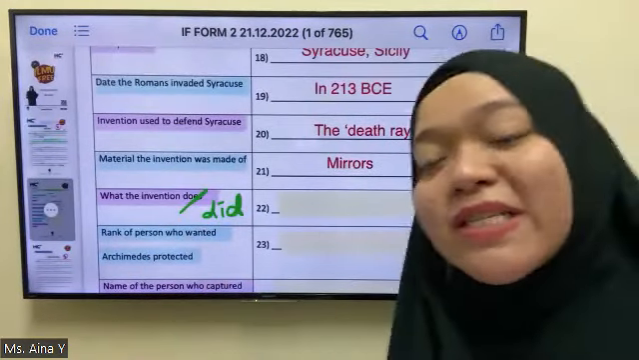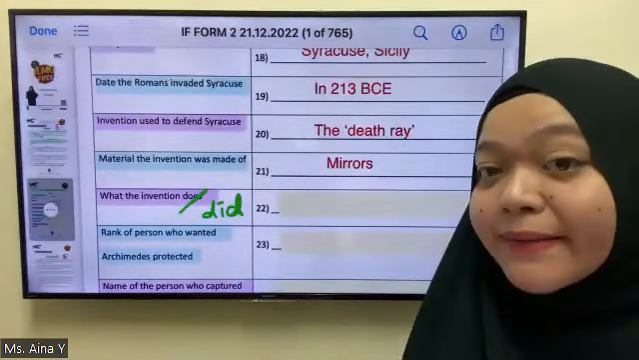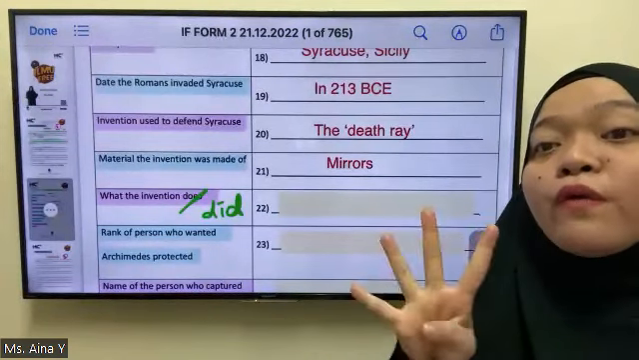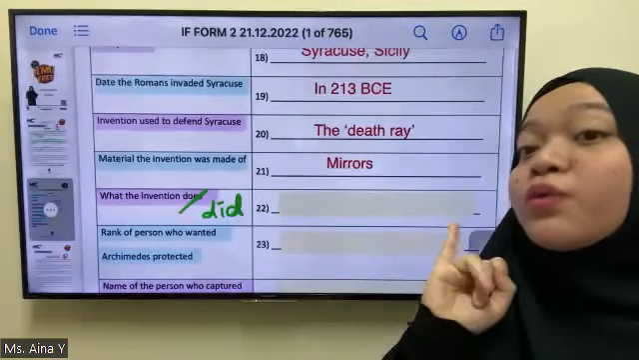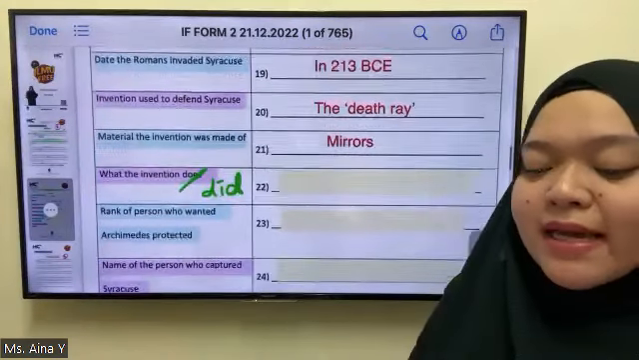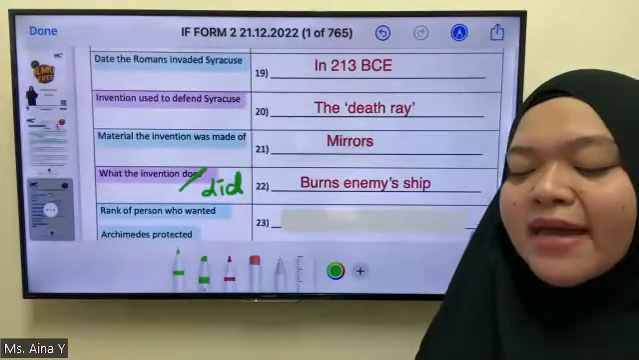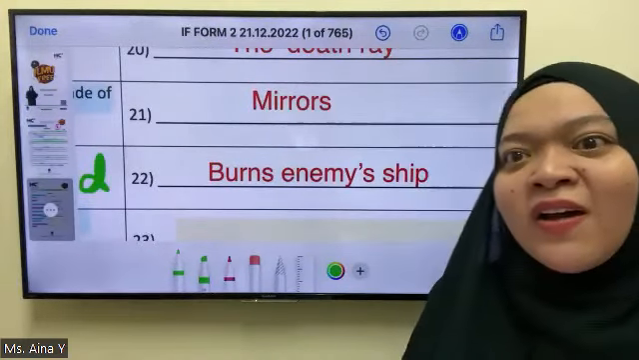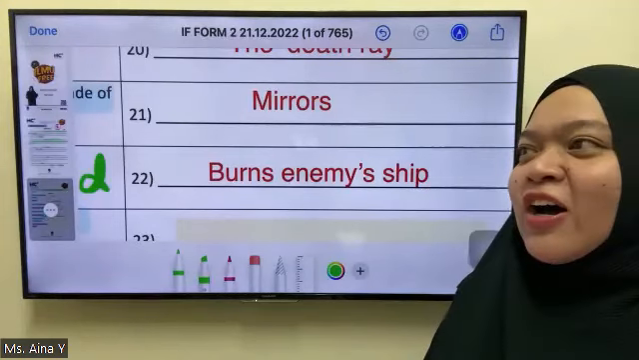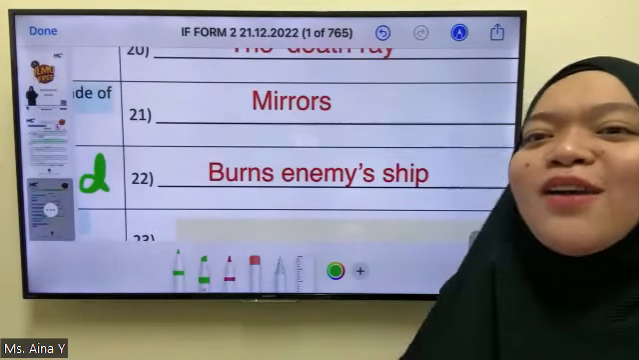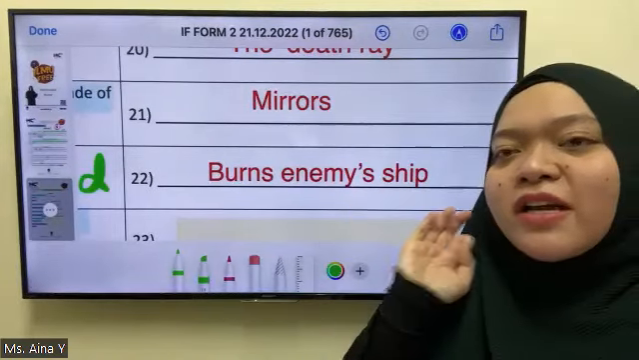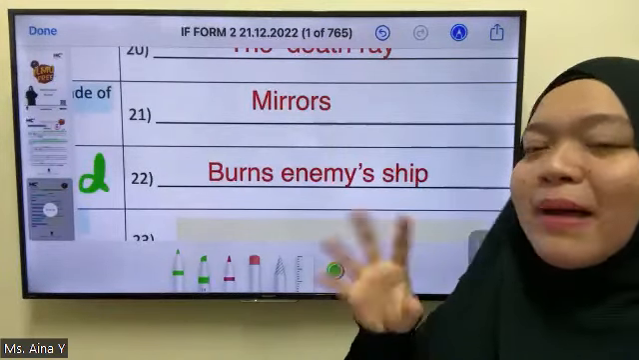But it's okay. So what's the answer? 10, 9, 8, 7, 6, 5, 4, 3, 2, 1. Yes, the answer is the invention burns enemy's ship. Bakar kapal. Apa enemy bahasa Melayu eh? Musuh. Okay, function dia adalah untuk bakar kapal musuh.